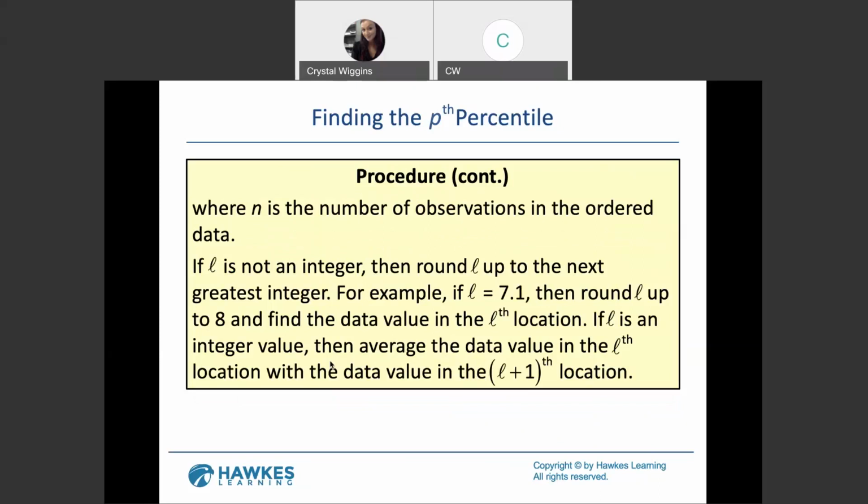If L is not an integer, then you would round up. Actually, let me correct that: if L is not an integer and you have to round up, then that is the count of the data value in the order from smallest to largest that marks the specific percentile you're looking for. Now, if you do not need to round, if L comes out to be exactly an integer, then you need to do an average between that data value and the next. Let me show you some examples, because that probably made absolutely no sense by just reading it.